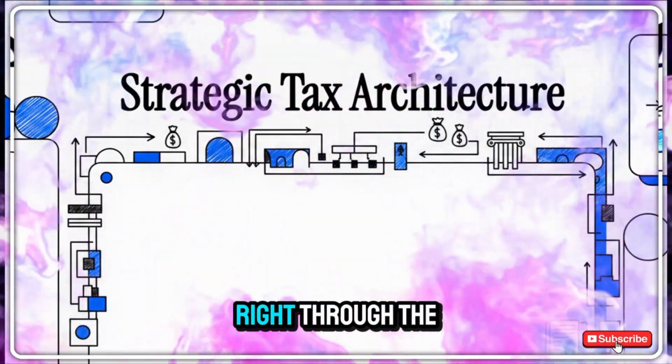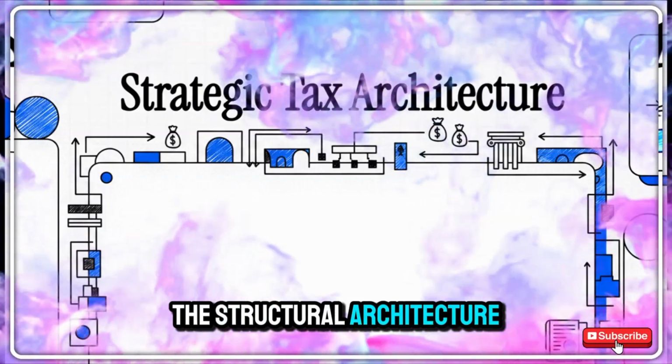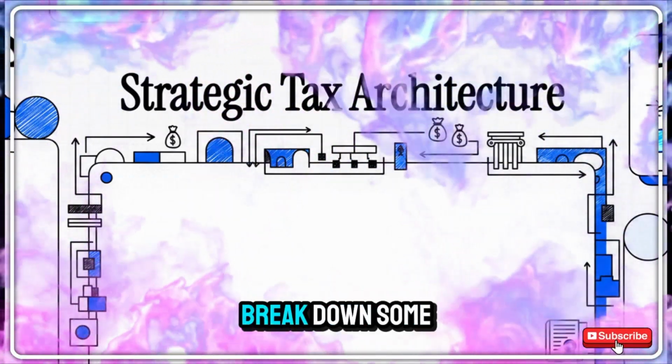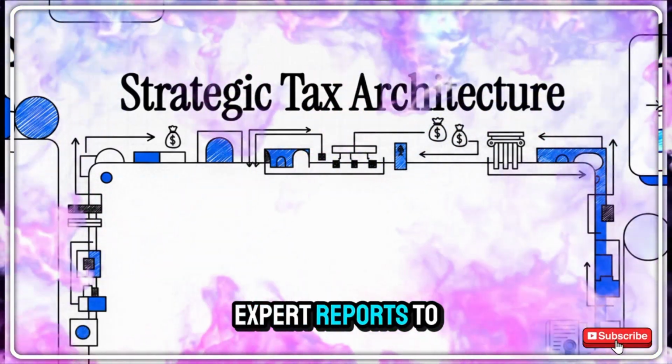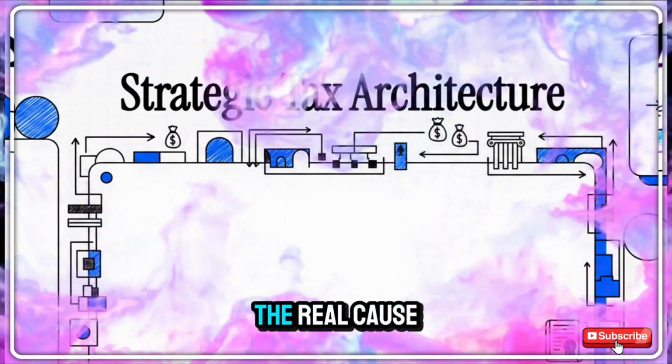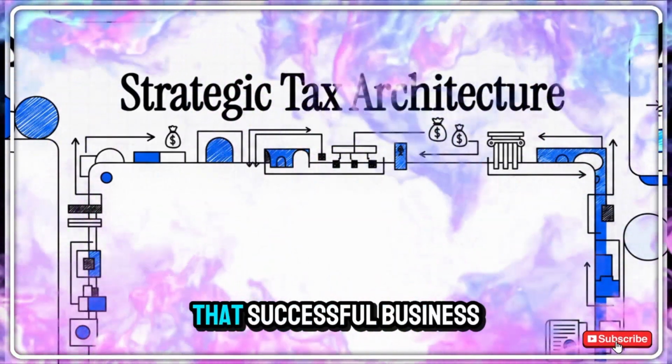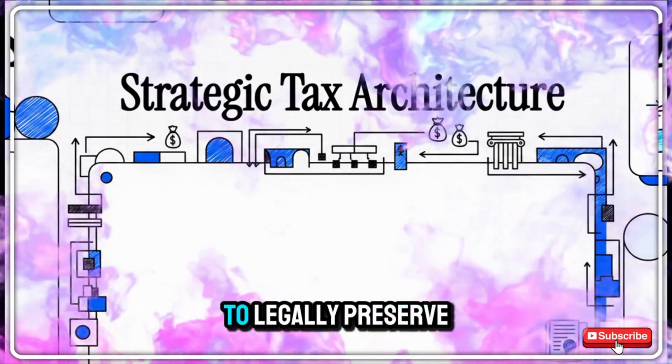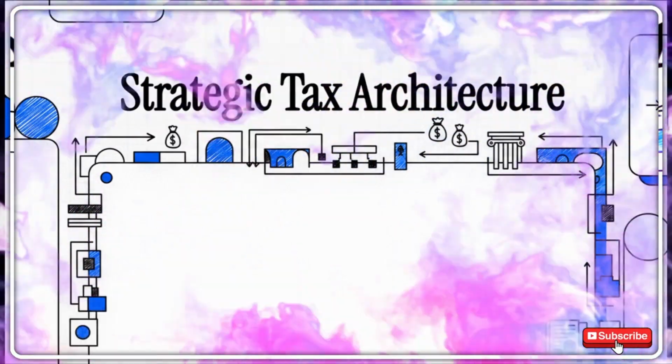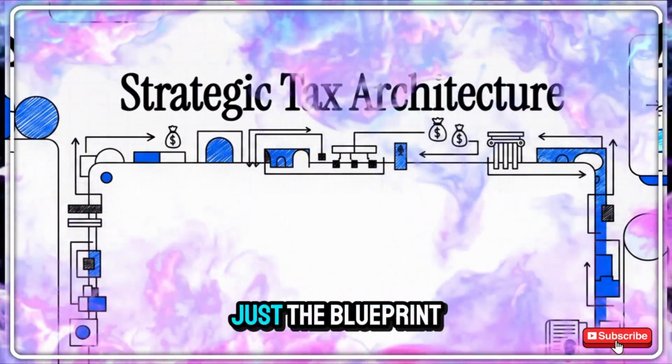Today we're cutting right through the noise to look at the structural architecture of tax strategy. We're going to break down some anonymous expert reports to reveal the actual mechanisms, the real cause and effect systems that successful business operators use to legally preserve their capital. There's absolutely no fluff here, just the blueprint.